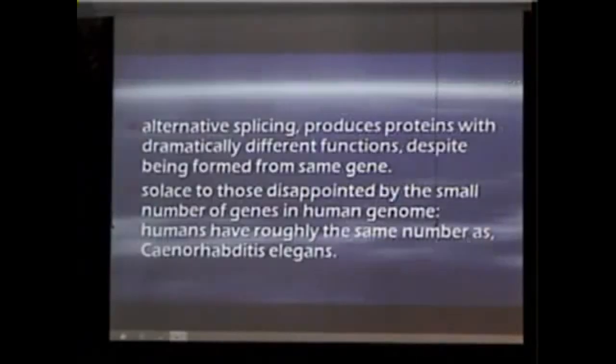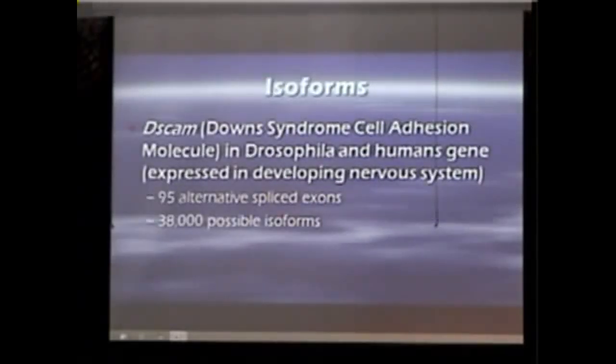And we also now know that 94% of human genes generate more than one product. And I'll show you what that means. And that's a result, by the way, of alternative splicing. And the best example is DSCAM. This gene, you have 95 alternative spliced exons. So you end up with 38,000 possible isoforms, which means 38,000 possible different proteins. So from one gene, you can get 38,000 different proteins. And as far as we know, this is true with all genes.